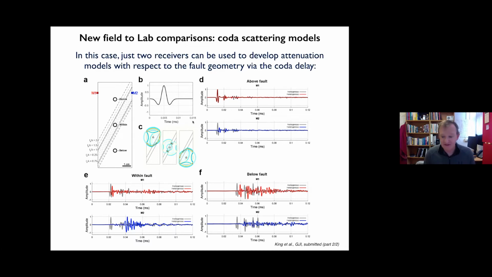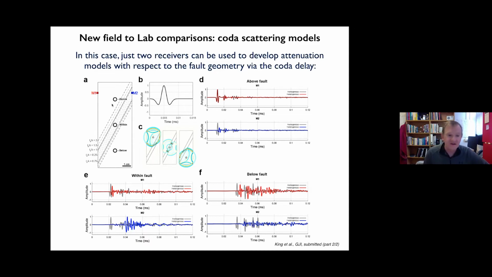So to somewhat make up for that, this has just been recently submitted, we've been recently trying to understand the waveform in more detail depending on how it interacts with a fault zone. So I'm not going to dwell on this. This is watch this space. This paper's coming out soon in Geophysical Journal International.